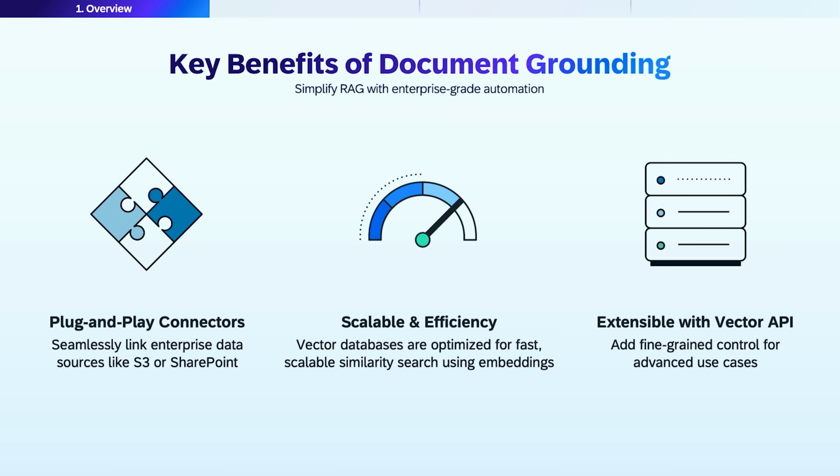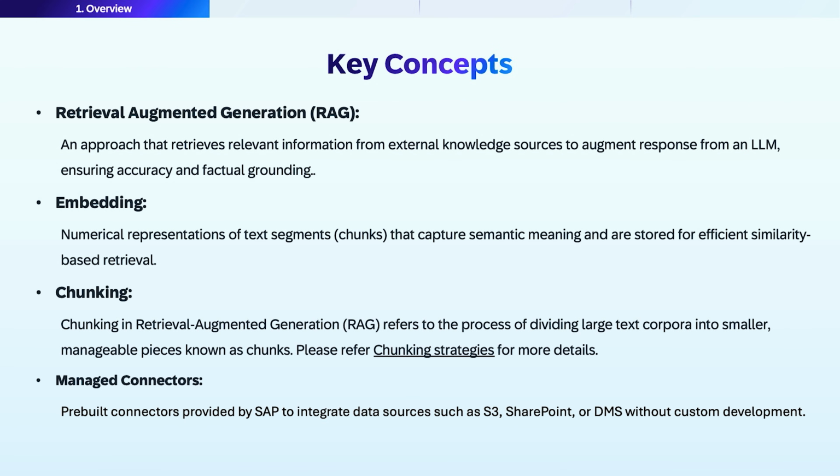The service is built to handle large-scale document repositories, providing consistent performance and automatic lifecycle management from ingestion to embedding refresh. And because it's operated entirely within SAP's managed environments, you benefit from enterprise-grade security, governance, and compliance out of the box. For scenarios that need deeper control, the Vector API allows developers to fine-tune chunking, metadata, and ingestion processes, extending flexibility while maintaining managed service benefits. In essence, document grounding offers the speed of automation with the control and trust that enterprises expect from SAP.